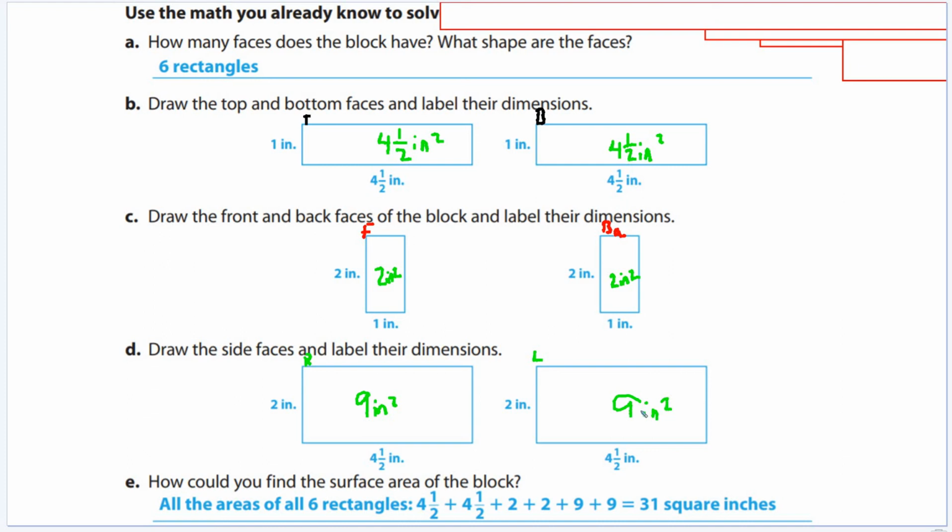So now we found the area of each one. Okay, if you're not sure what the area is, remember it's base times height or length times width, and then you add them all and you get 31 square inches. So if that's what you got, excellent job.